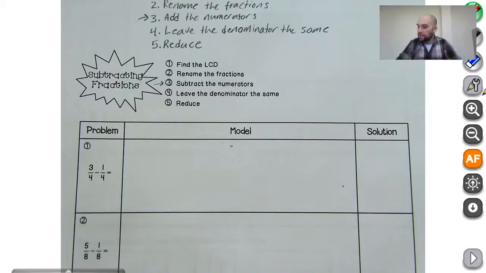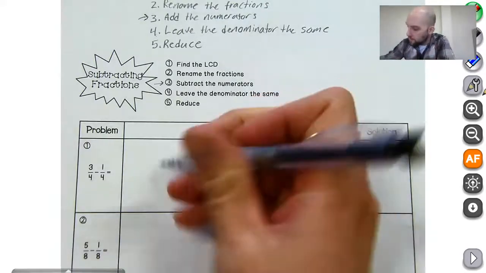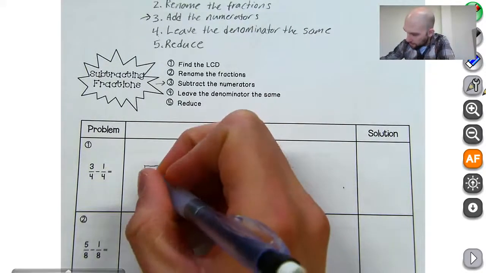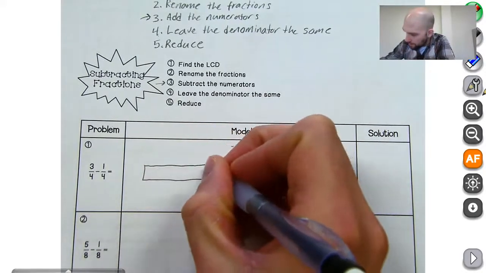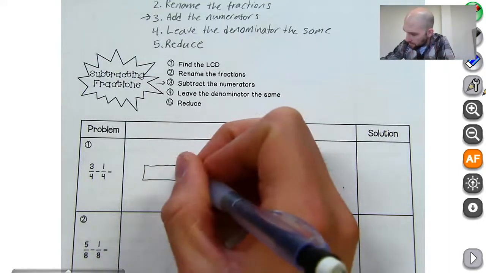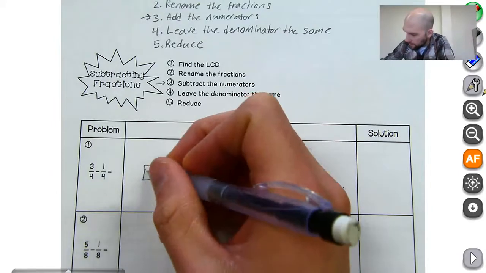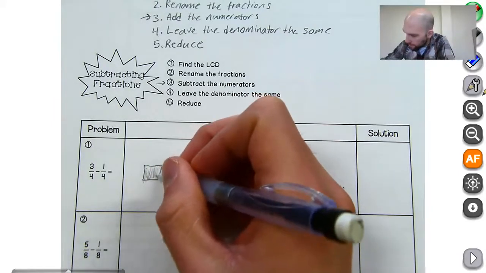So the first one asks us just to do 3/4 minus 1/4. We have common denominators already. We don't have to change any. We don't have to find a common denominator. We don't have to change anything around. We're just going to show 3/4 minus 1/4. So if I have a rectangle here, and I have fourths, I've got 4 equal pieces, and I have 3/4.